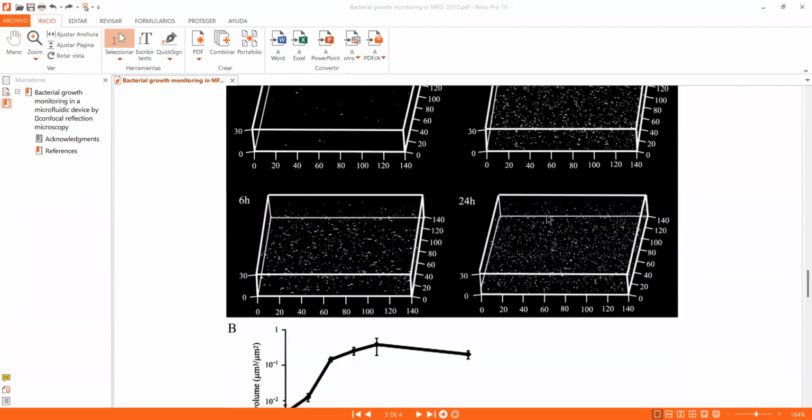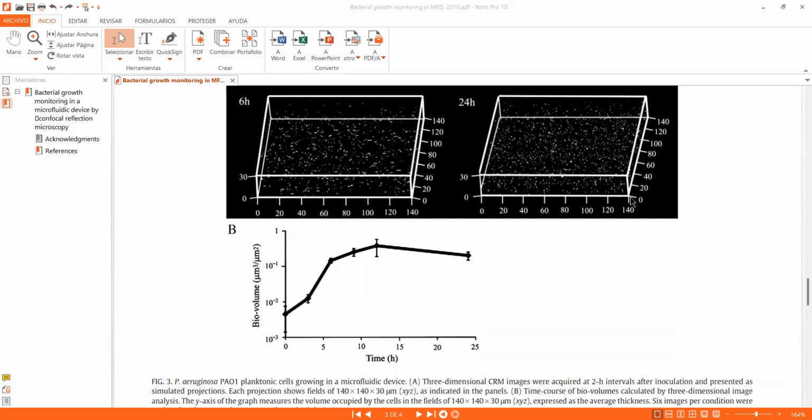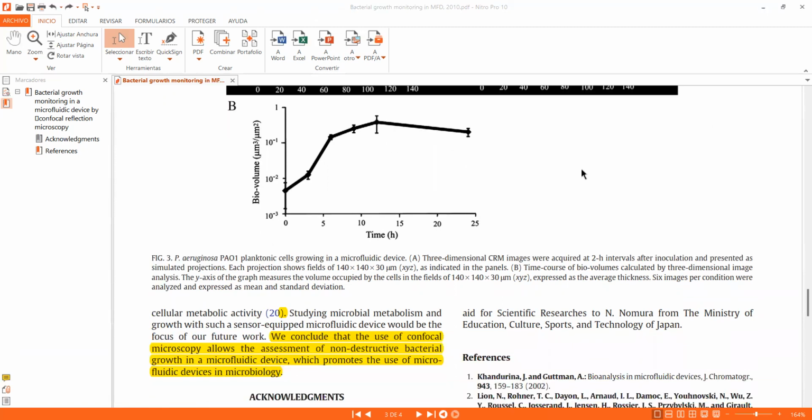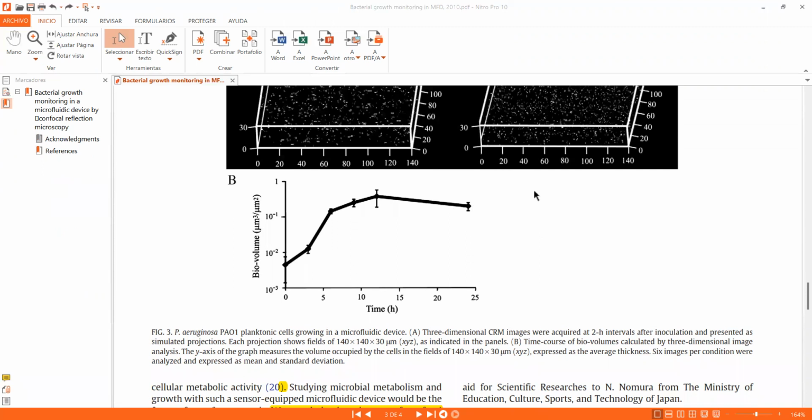They use confocal microscopy, which allows the assessment of non-destructive bacterial growth in a microfluidic device, which promotes the use of microfluidic devices in microbiology. Something important, we have the same in this graphic, where we observe that the optimum time of cell growth is 9 hours. So in conclusion, confocal microscopy allows the non-destructive assessment of bacterial growth in a microfluidic device, which promotes the use of microfluidic devices in microbiology.